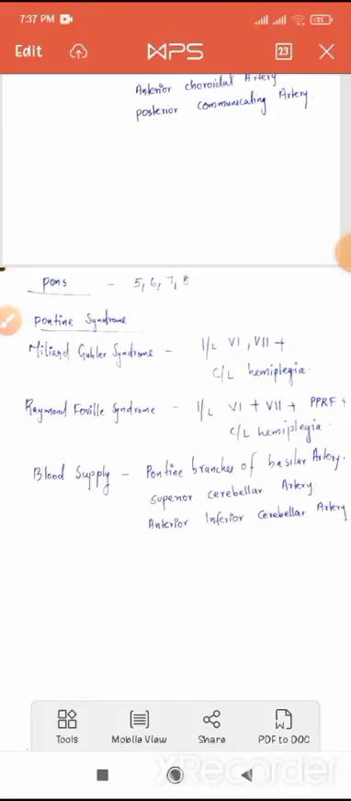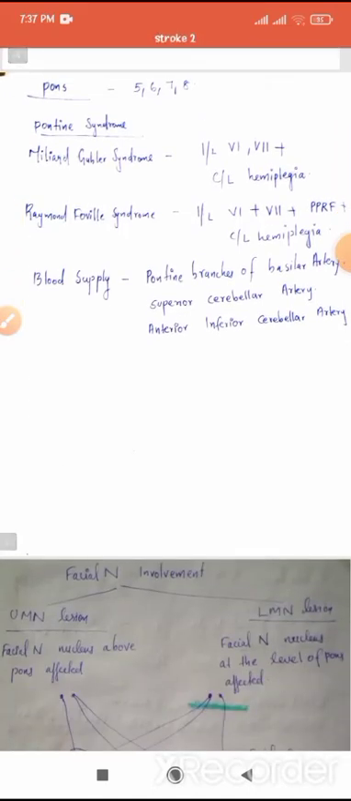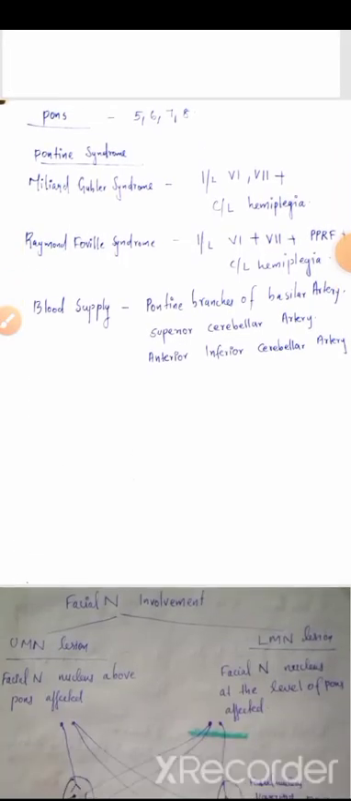Then Raymond-Foville syndrome. There will be ipsilateral 6th and 7th nerve palsy plus PPRF involvement. PPRF is the paramedian pontine reticular formation, and that will be affected. This is involved in the coordination of eye movements. Then there will be contralateral hemiplegia. And the blood supply of the pons is the pontine branches of the basilar artery, superior cerebellar artery and anterior inferior cerebellar artery.